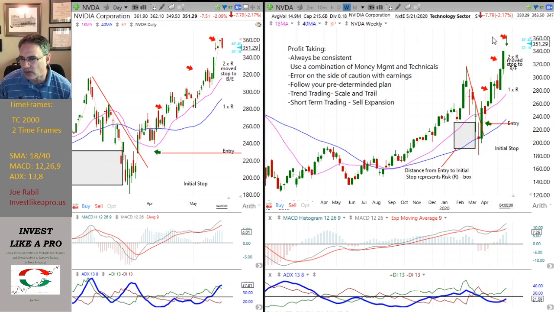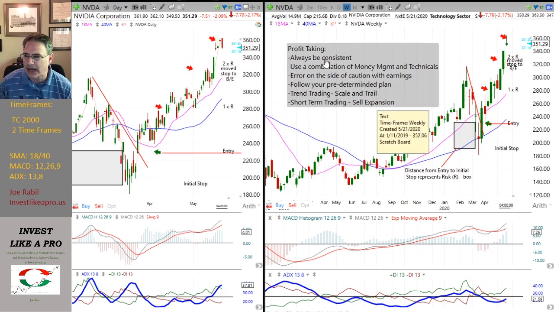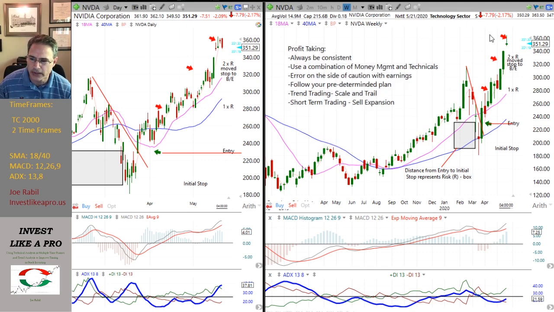I've given you some guidelines here on profit taking. We err on the side of caution when it comes to earnings. If a stock's made a big move like this, we're probably going to be more inclined to take some more profits off the table, and we've got the stop at break even. We're going to give it some room. Now, this is how I would trade a trend trade, not necessarily a short-term trade.